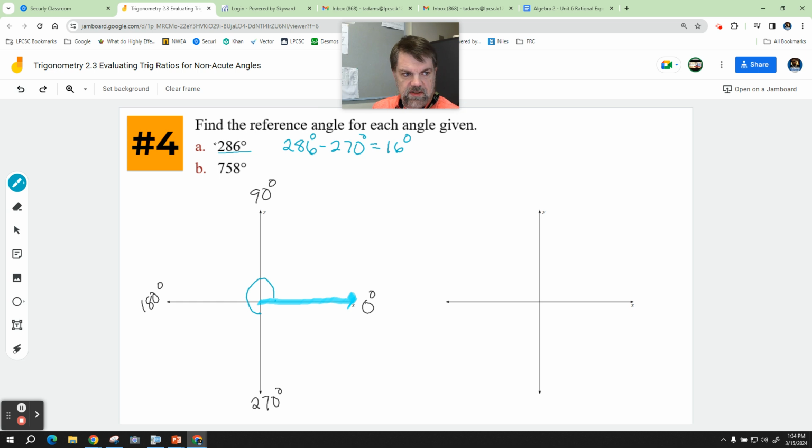Actually, I should probably do it this way. And that's not necessarily drawn exactly to scale, but this is going to be an additional 16 degrees. So from here to here is 16 degrees, and then from here to here is 270, and they add up to 286. So then what I need to figure out is what is my reference angle here.